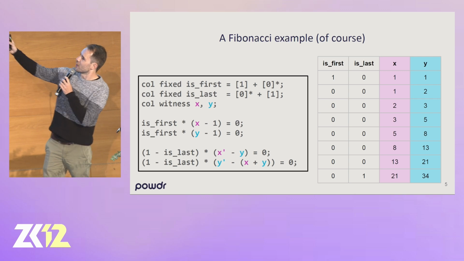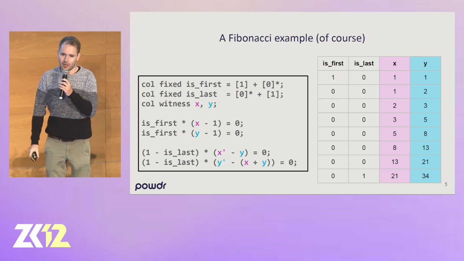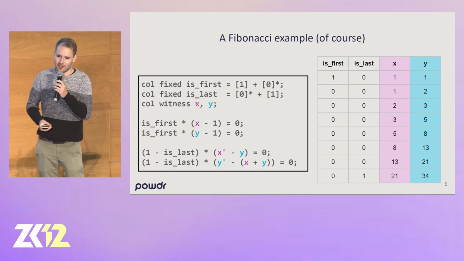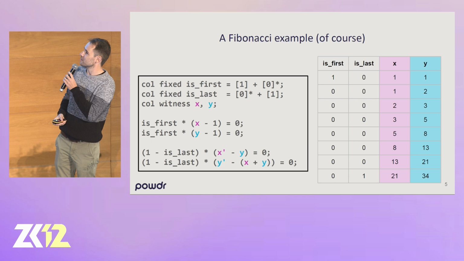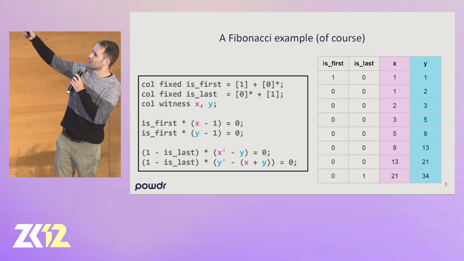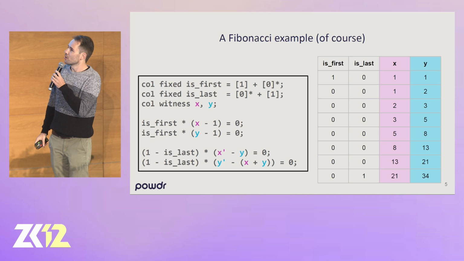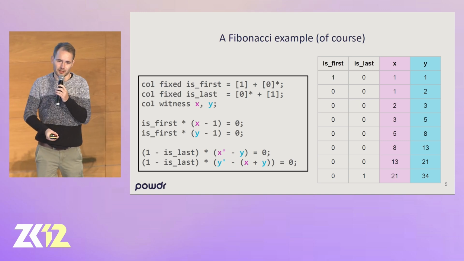In the first two lines, the program declares two fixed columns. Fixed columns are columns of the execution trace that have a fixed value. So the values are fixed at setup time, and the prover cannot change them. In this case, they're only used to indicate whether we are currently in the first row or the last row. And then there are two witness columns. Witness columns can be filled with any value by the prover, but they're subject to some constraints.